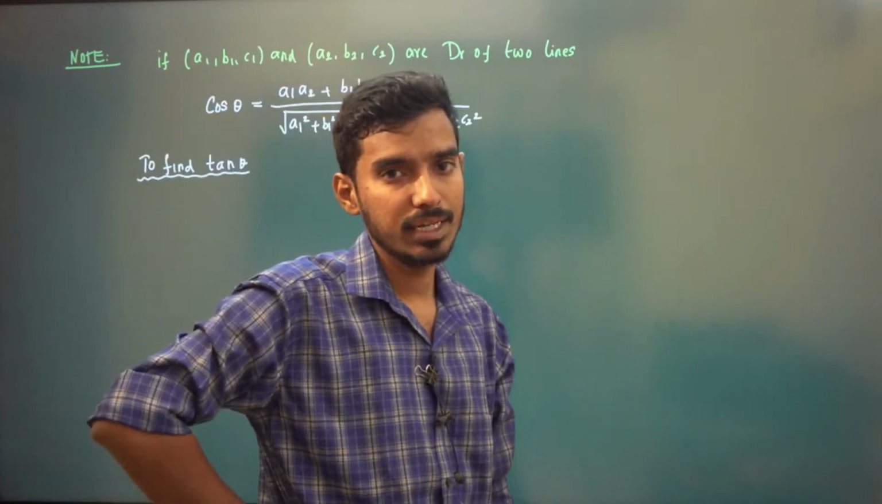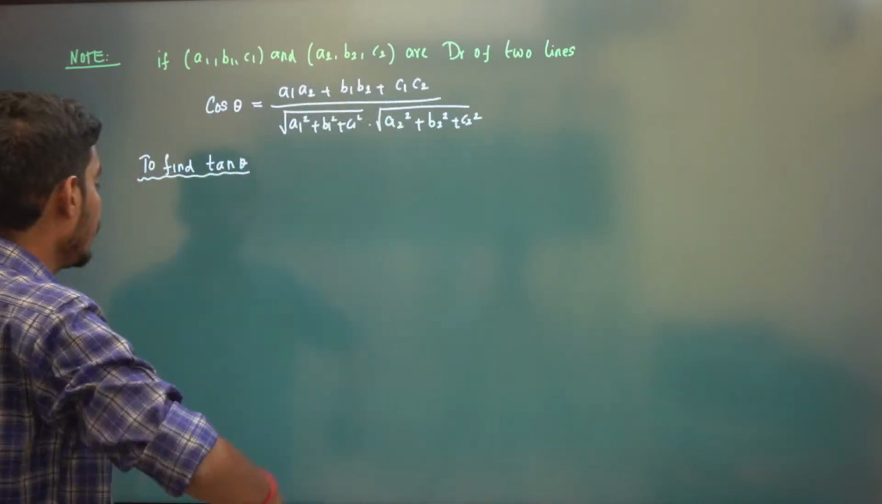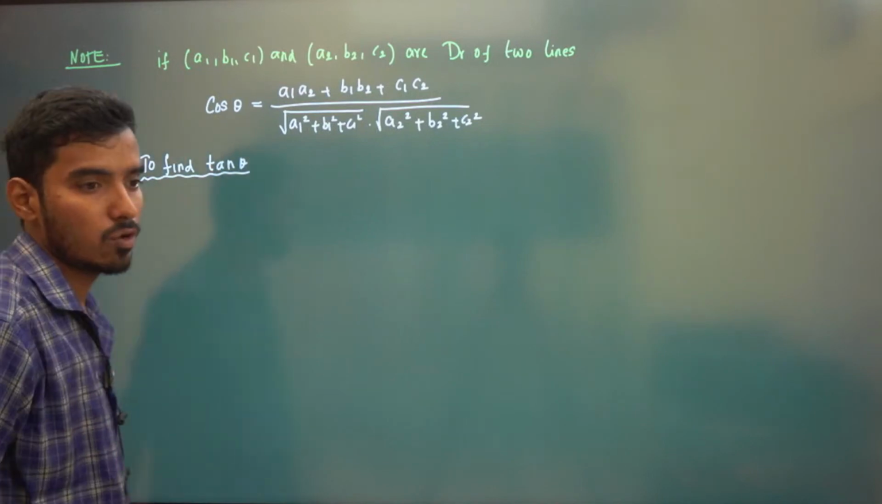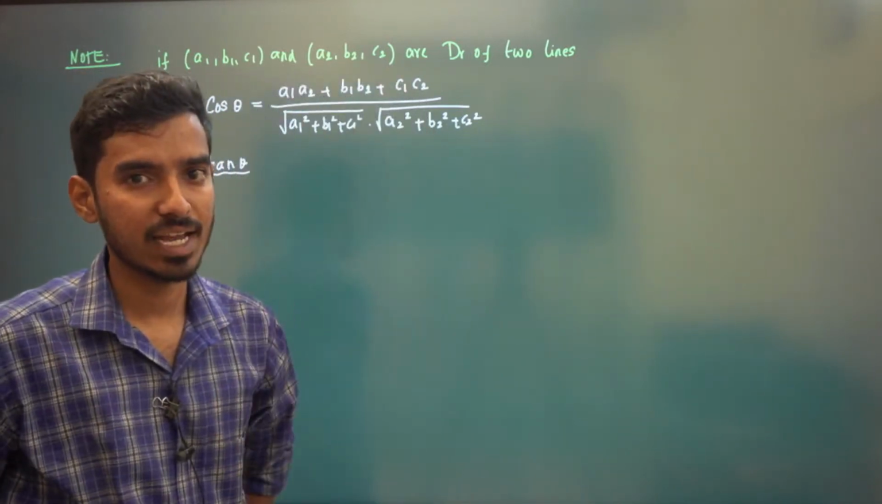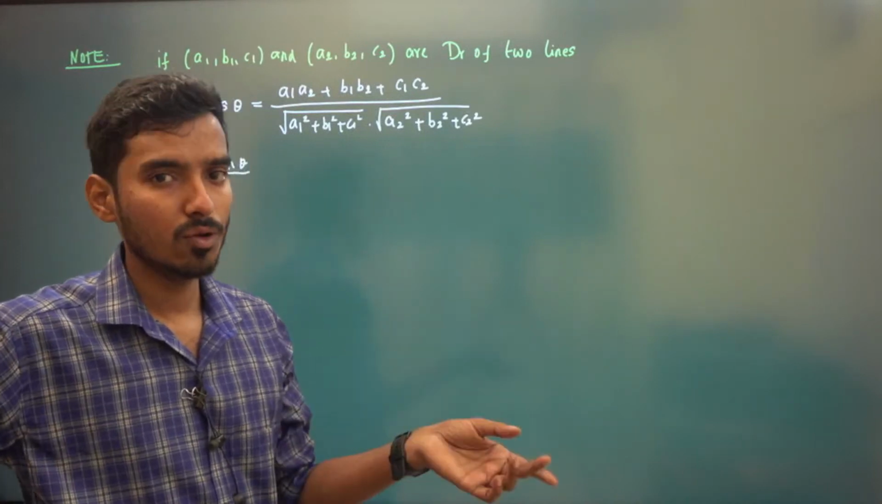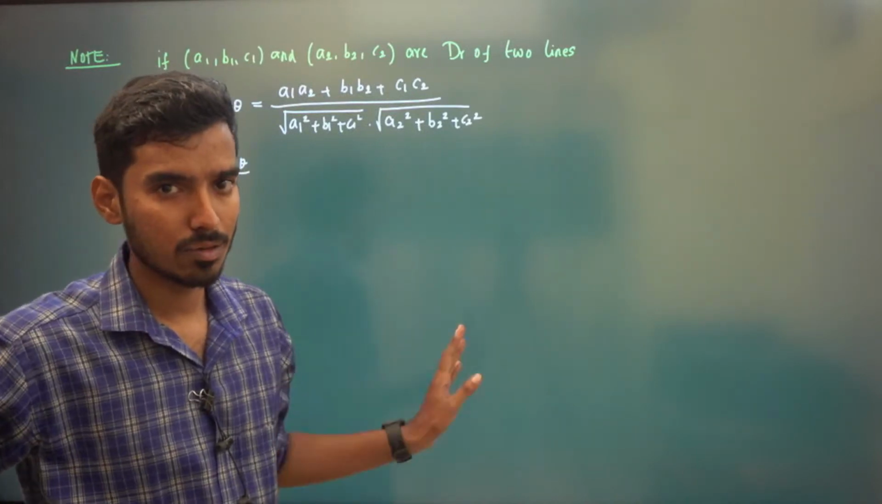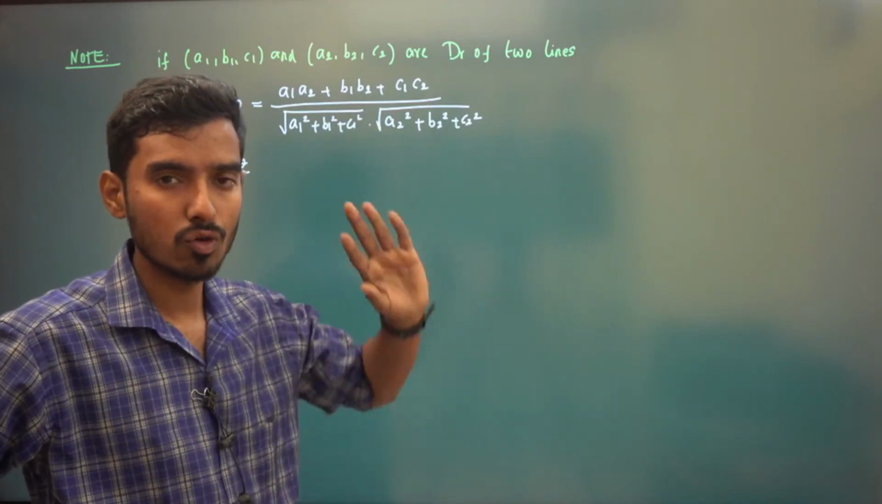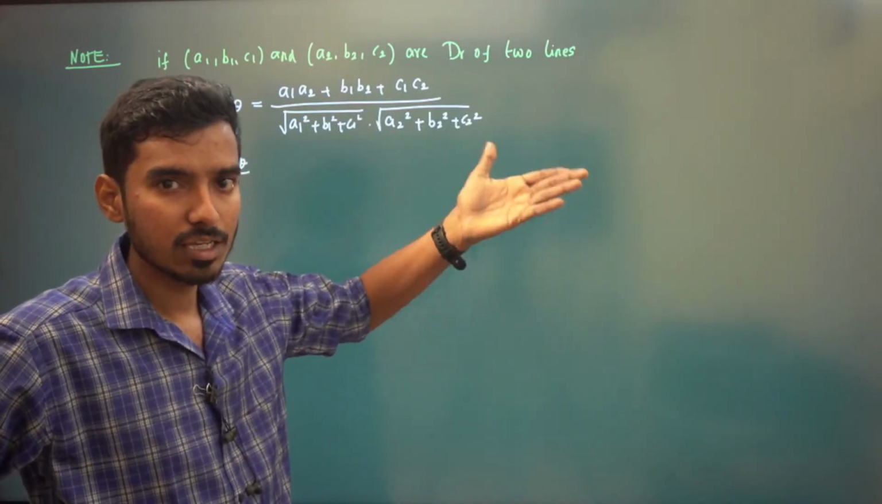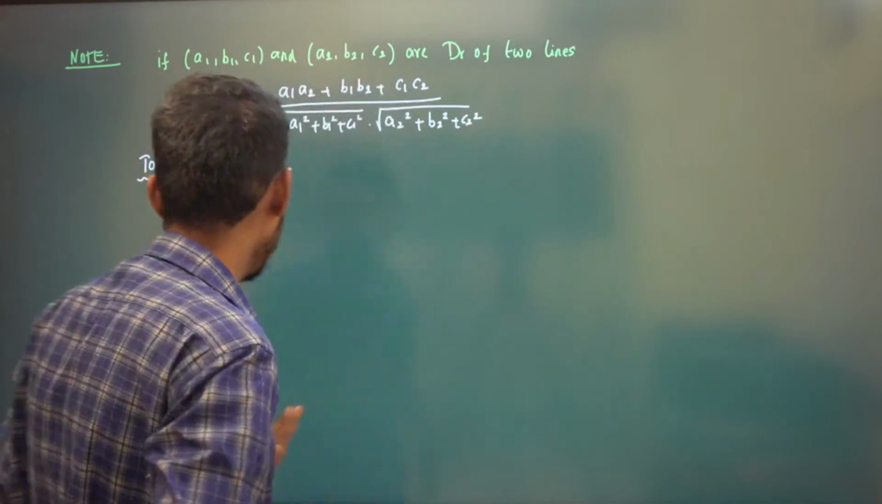Now we're going to find tan theta. I'm going to directly write down how to find the value of tan theta. You can use the relation secant square theta minus tan square theta is 1, and from that you can find tan square theta. But you just remember this formula. If you know cos theta and want to find tan theta, make use of this.